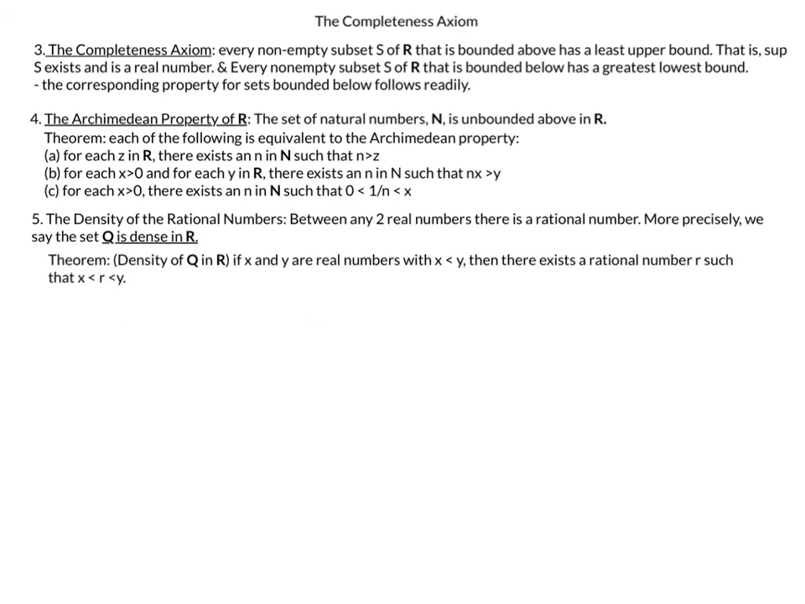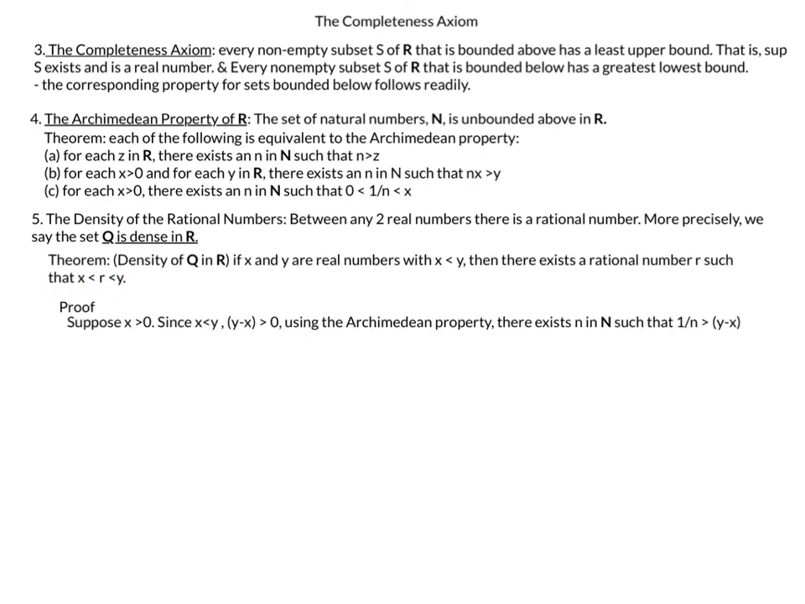Our last topic is the density of rational numbers. So between any two real numbers, there is a rational number. The rational numbers are dense within the real numbers. More precisely, we say Q is dense in R. Okay, theorem: density of Q in R. If x and y are real numbers with x less than y, then there exists a rational number r such that r is greater than x and less than y.